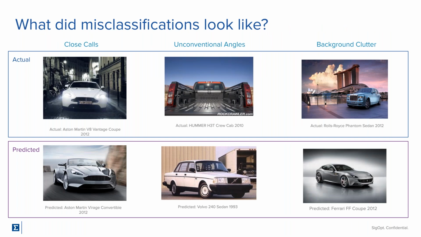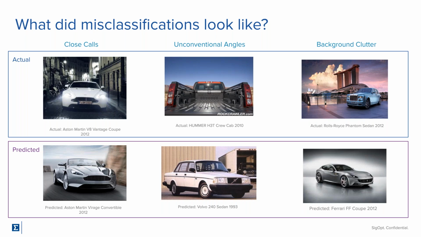So here we look at some interesting issues that we had with the model. The majority of the model's misclassifications are actually close calls, like the Aston Martin example here, where the model either gets the make or the year mixed up. Here the actual label is an Aston Martin V8 Vantage Coupe 2012, and the predicted label was Aston Martin Virage Convertible 2012. They look like the same car to me, but they are actually different.